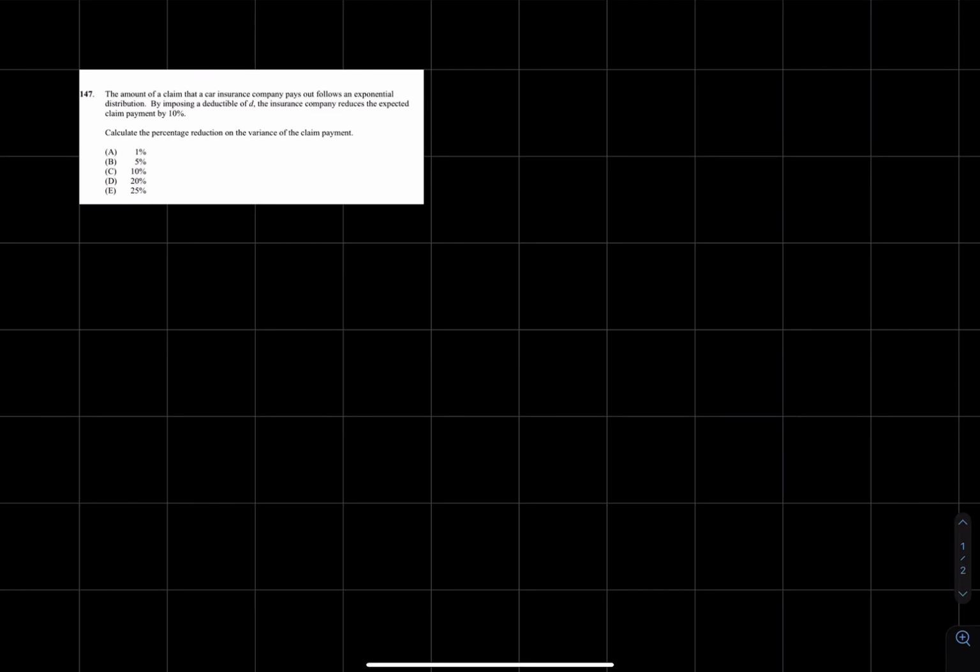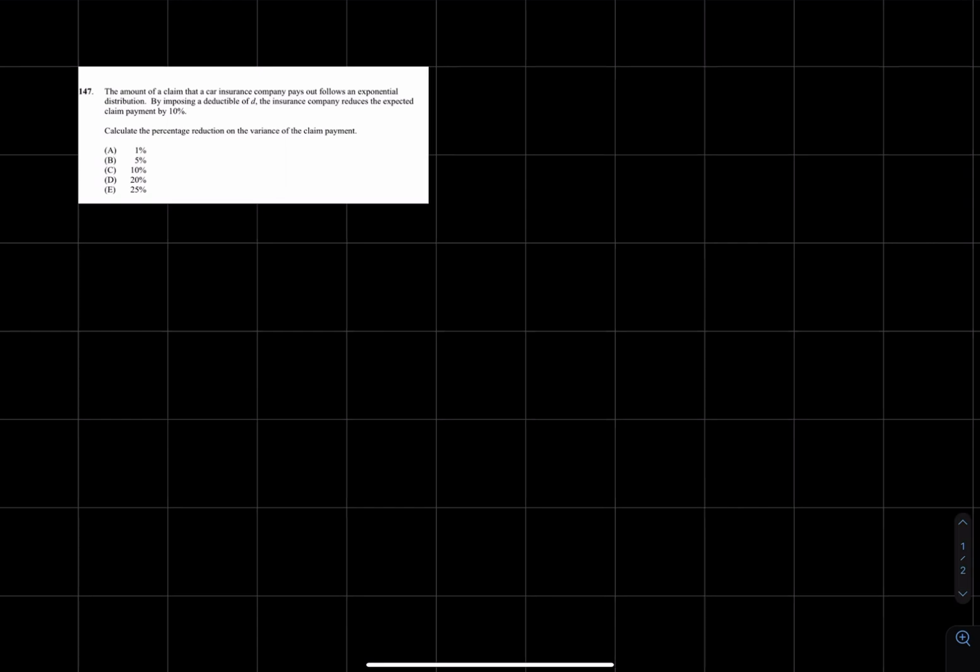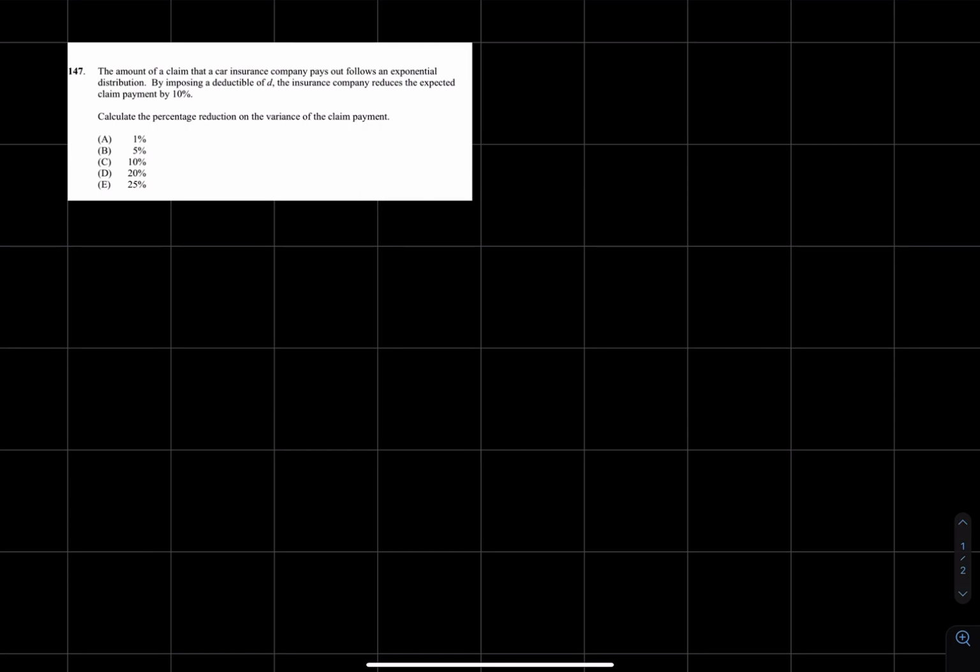Hey, so today we're just going to do a quick problem from the SOA Exam P practice problems. This is question 147. The amount of a claim that a car insurance company pays out follows an exponential distribution. So let's just go ahead and note that. We're going to say X is distributed exponentially.